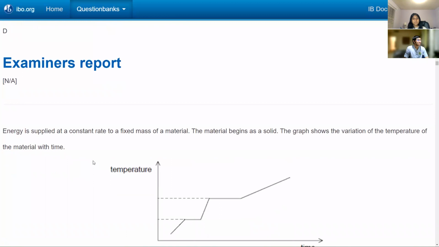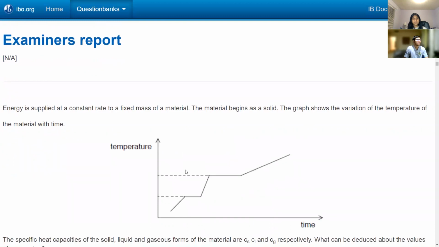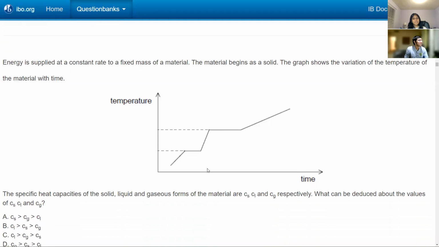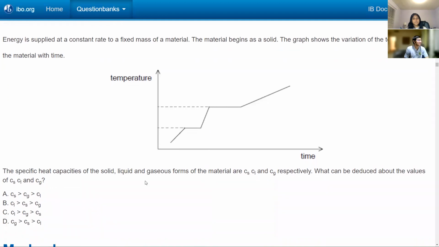Energy is supplied at a constant rate. Okay. Material begins as a solid. Graph shows the variation of temperature. Oh God, why did they do this? What do you mean? They flipped the axes. Oh wait, or no? Is this how they normally do it? Oh, this is how they normally do it. Never mind. The specific heat capacities of the solid, liquid.